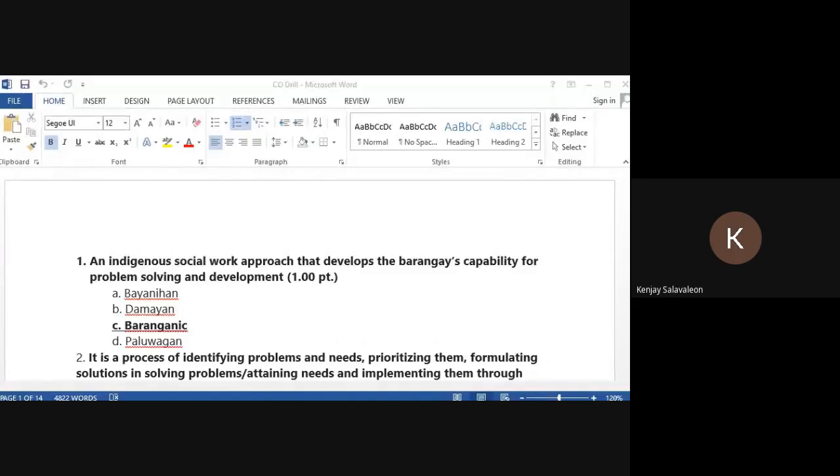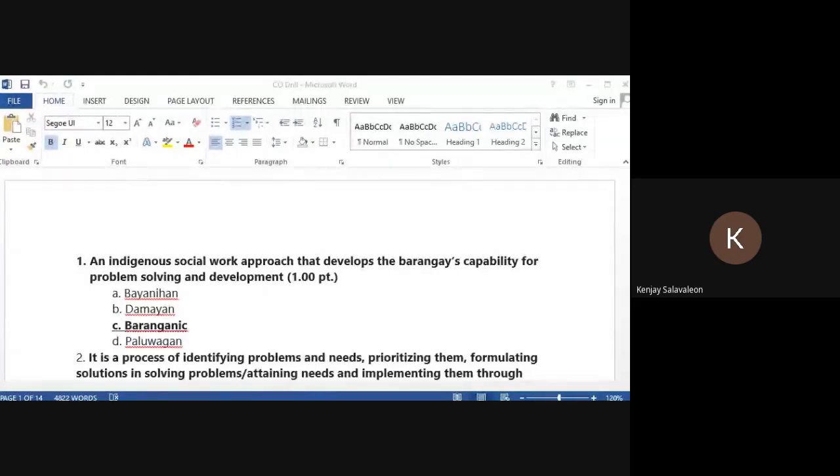Sa inyong mga ma-remember, if you're not familiar with baranganic approach, doon sa inyong undergrad na discussion, obviously, nakikita naman natin yung baranganic approach is the only related term to what was questioned. But if you try to define the concept of paluwagan, paluwagan is a form of social welfare. So it is a form of social welfare because it exists for mutual benefit and mutual interest. So masali dyan ang mga tao because they gain from the membership.